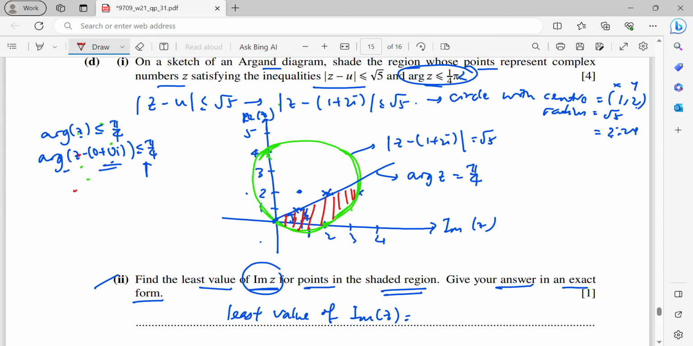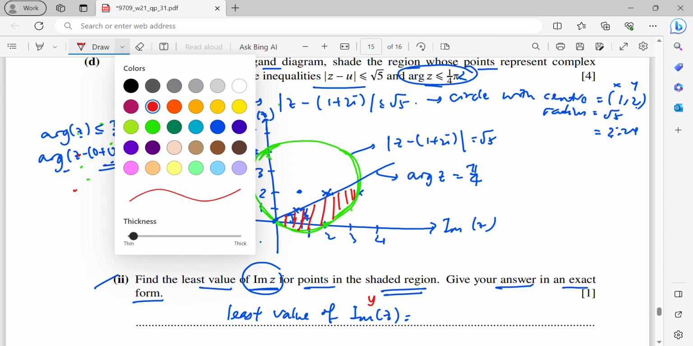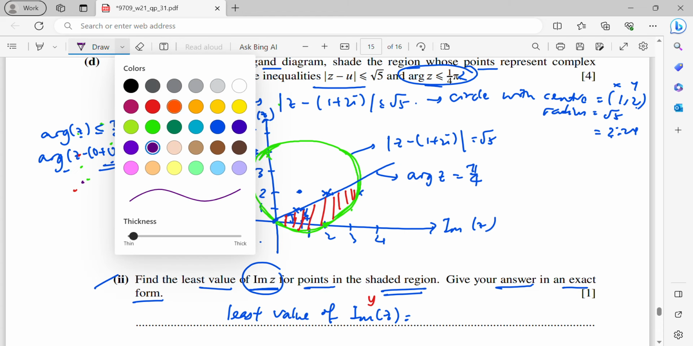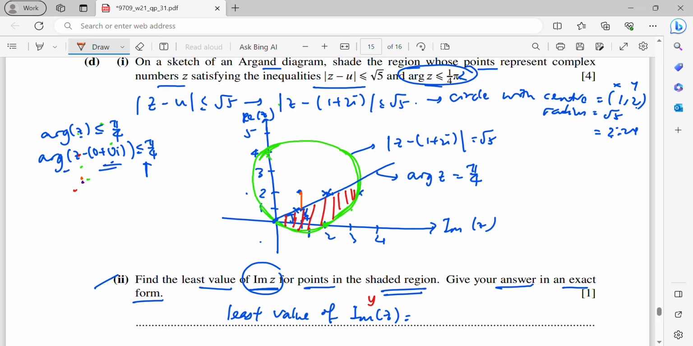now, least value of imaginary z is y. So now, from here, all my points, okay, the minimum y value, it should be this part. Alright, because this is the lowest point. Therefore, here is square root 5. Right, the distance is square root 5. I need to minus square root 5 from 2 because that is the center. Therefore, the answer will be just 2 minus square root 5.